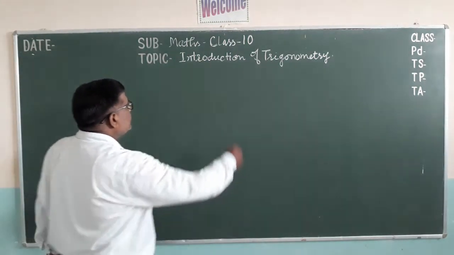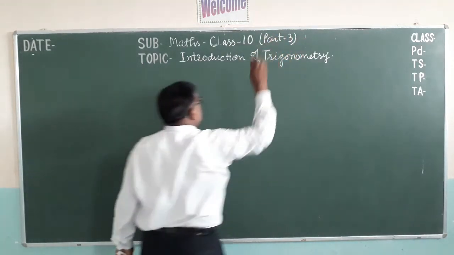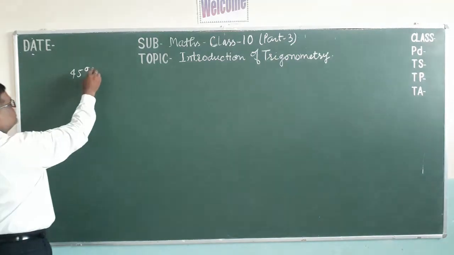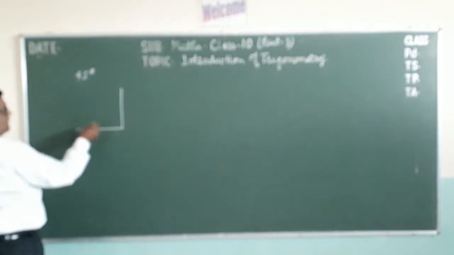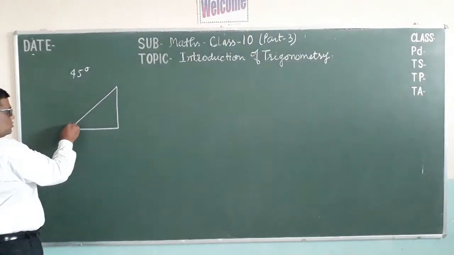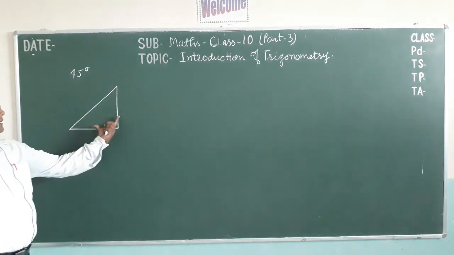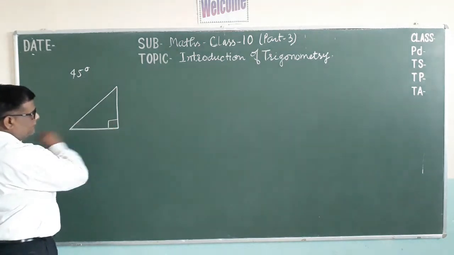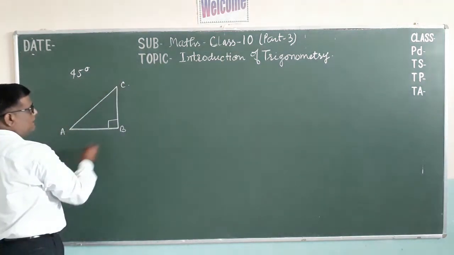Now, this is part 3. We have to derive all the T ratios of 45 degrees. So first of all, take a triangle. This is a right angle triangle, or isosceles right angle triangle. Isosceles right angle triangle means a triangle having two sides equal and one angle 90 degrees. This one. Now take A, B and C, and here A.